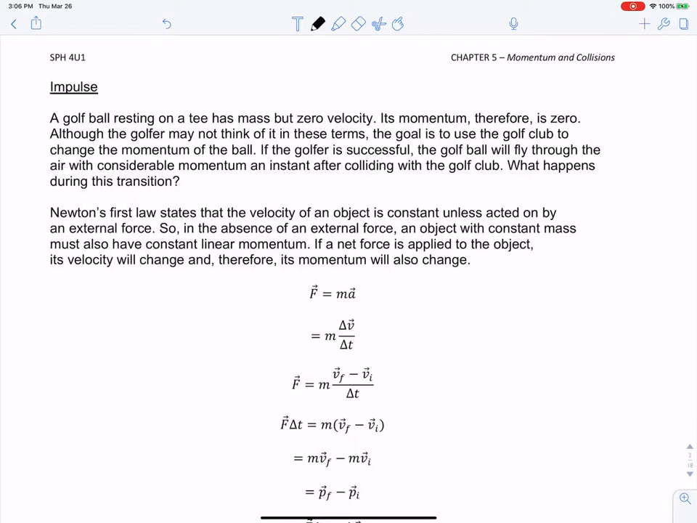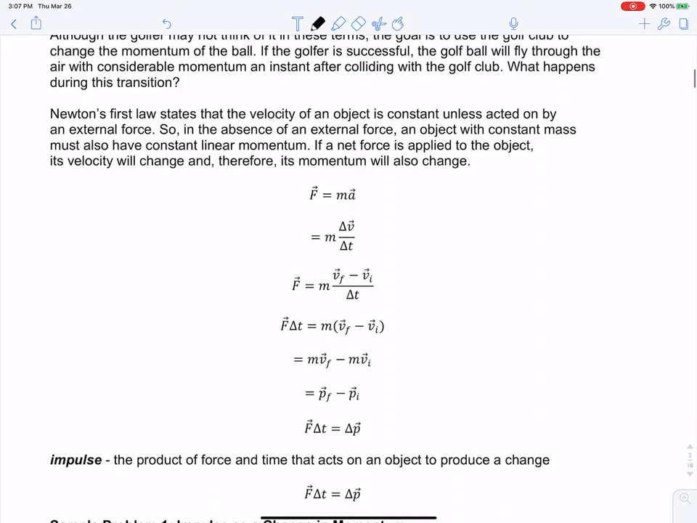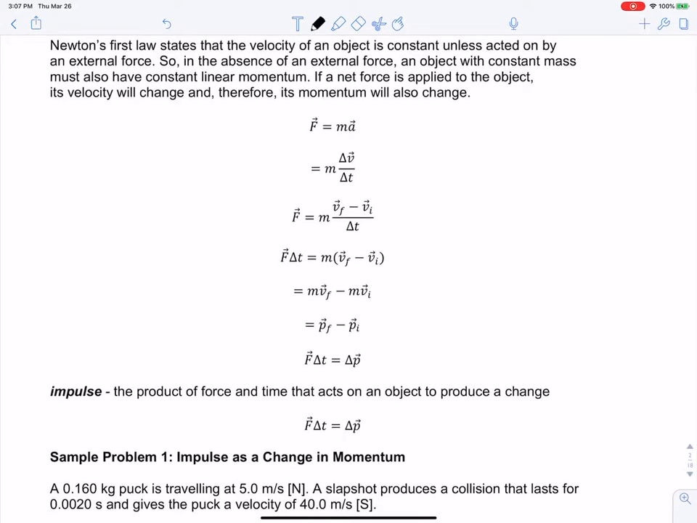Well, Newton's first law states that the velocity of an object is constant unless acted on by an external force. So in the absence of an external force, an object with constant mass must also have constant linear momentum. If a net force is applied to the object, its velocity will change, and therefore its momentum will also change. Below we can see how Newton's second law can be used to calculate the formula for impulse.